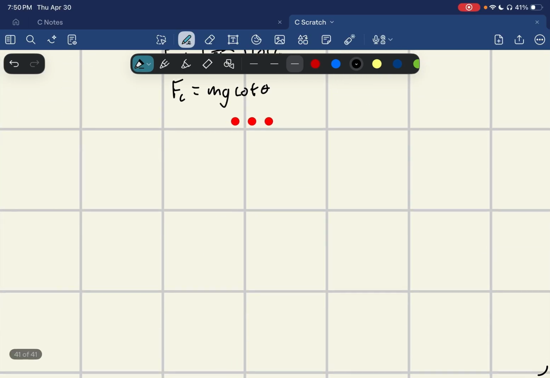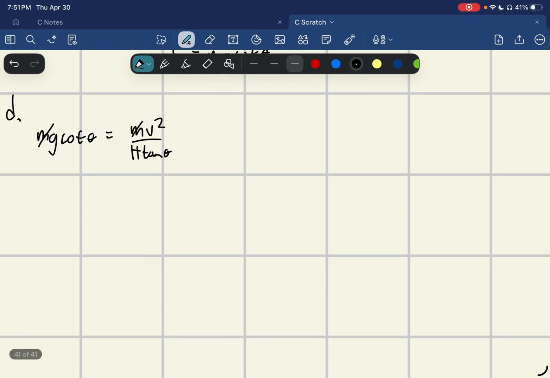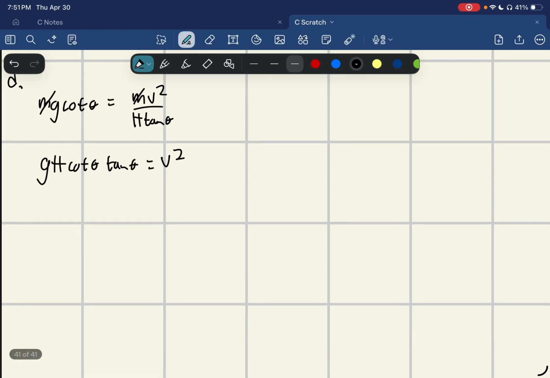Okay, part D. Part D asks us to derive an expression for v in terms of given quantities. Since we found what Fc is equal to in part C, we can just set these two equations equal to each other. So mg cotangent theta is equal to mv squared all over h tangent theta. The m's will cancel out from both sides, and I'll just multiply both sides by h tangent theta. So we have gh cotangent theta times tangent theta is equal to v squared, and then cotangent theta and tangent theta will cancel out.